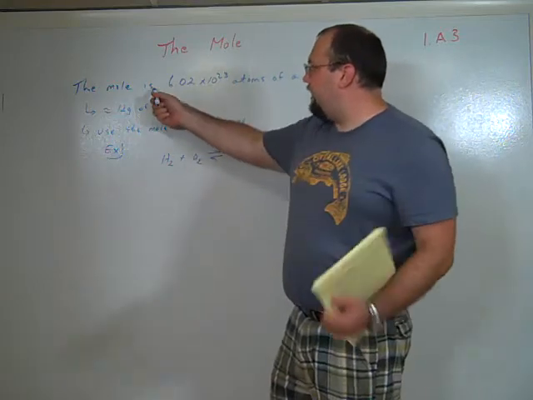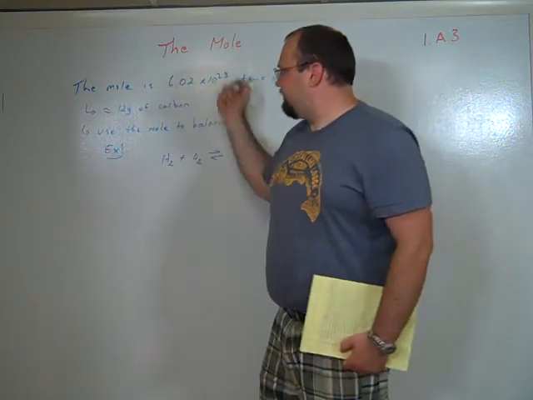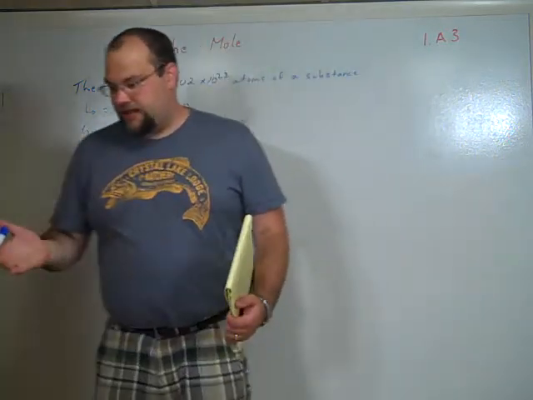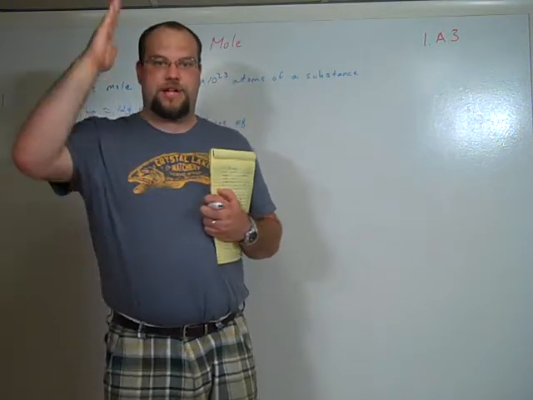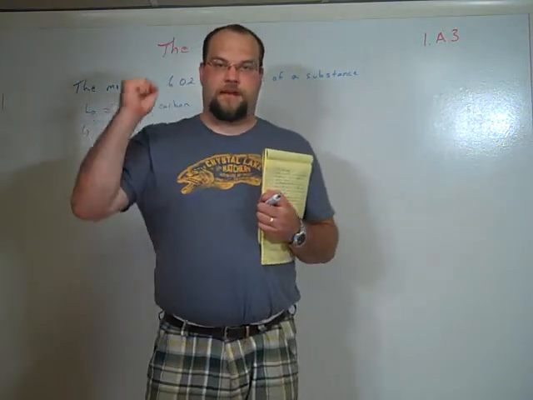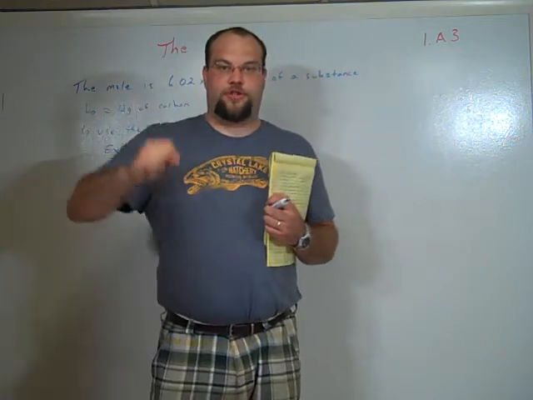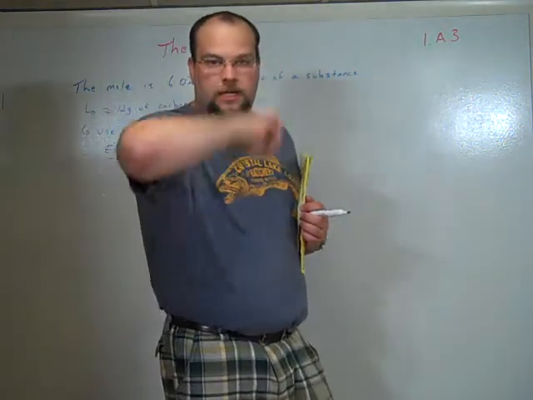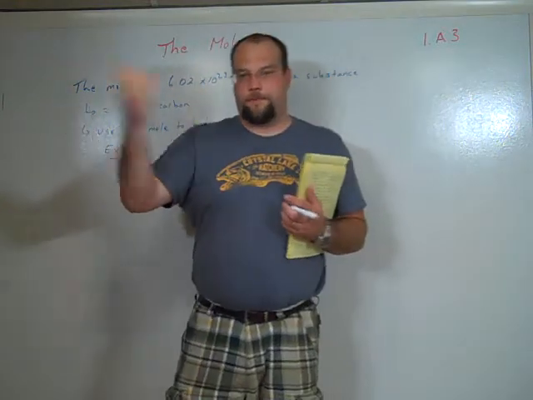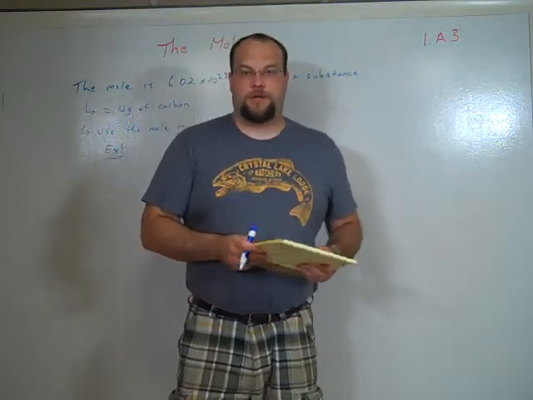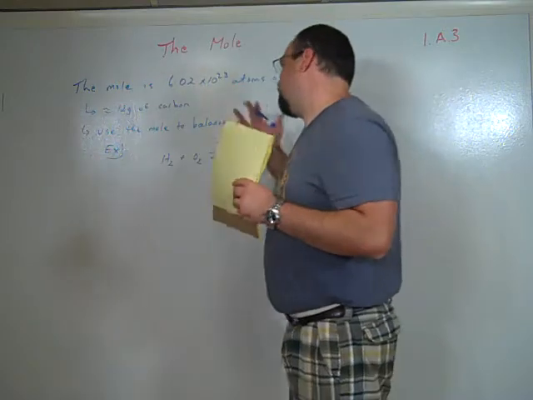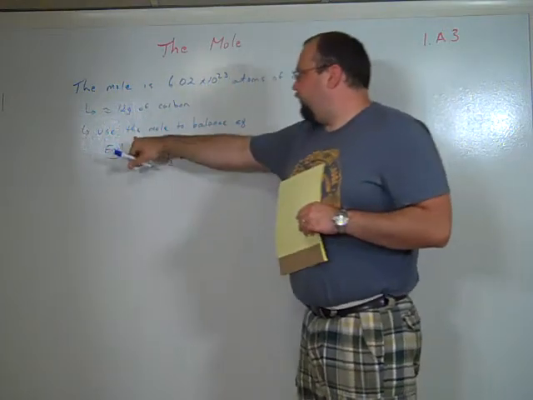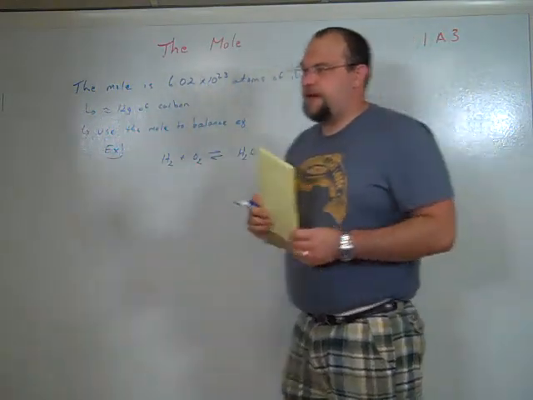And the way they came up with this is essentially they put hydrogen at 1. They say, okay, a mole's worth of hydrogen is 1 gram, because hydrogen is the first element. And then we'll scale it up from there. And so that's kind of how it worked. So what we do is we use the mole to balance a chemical equation.